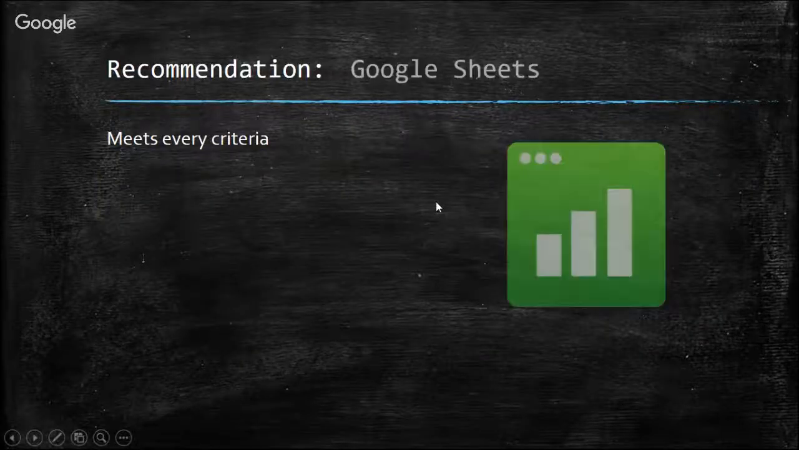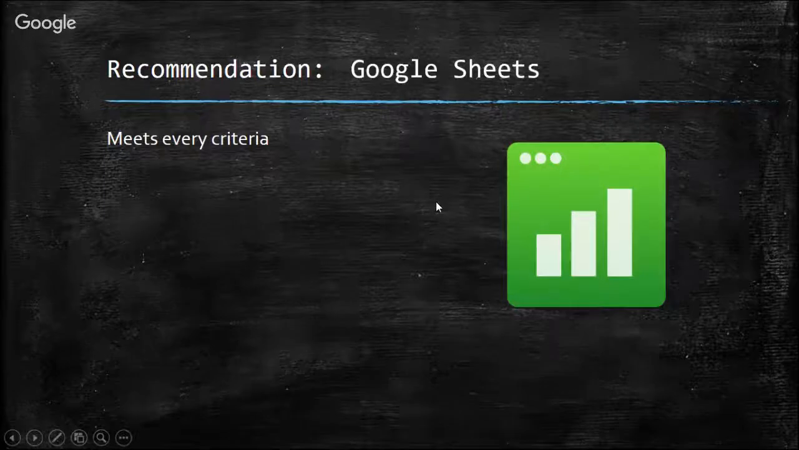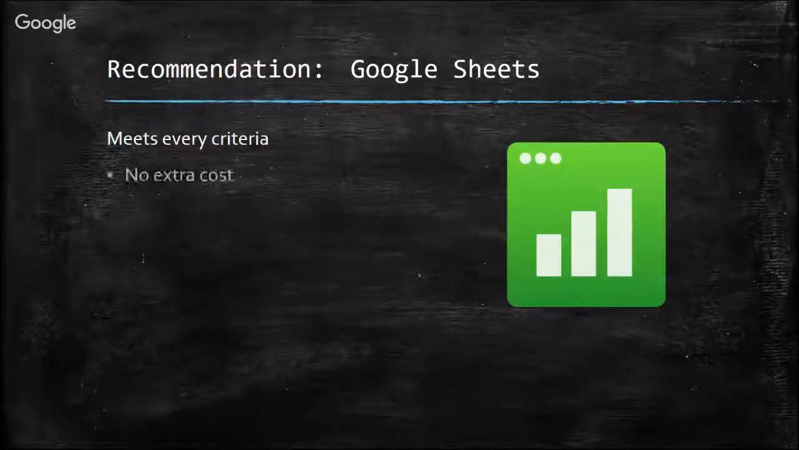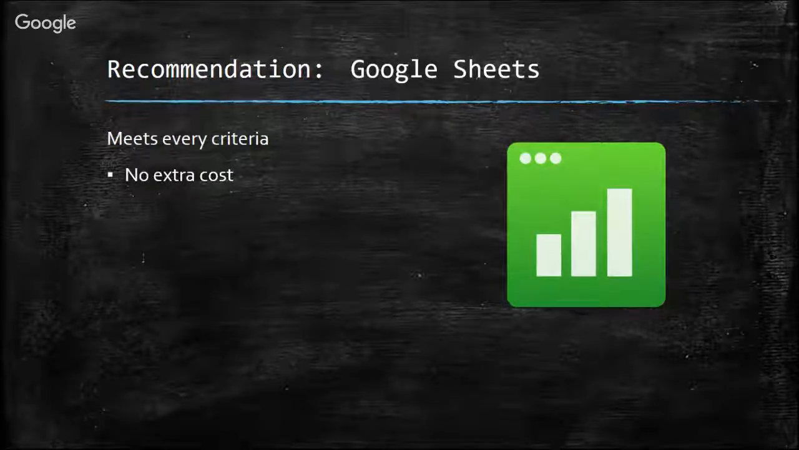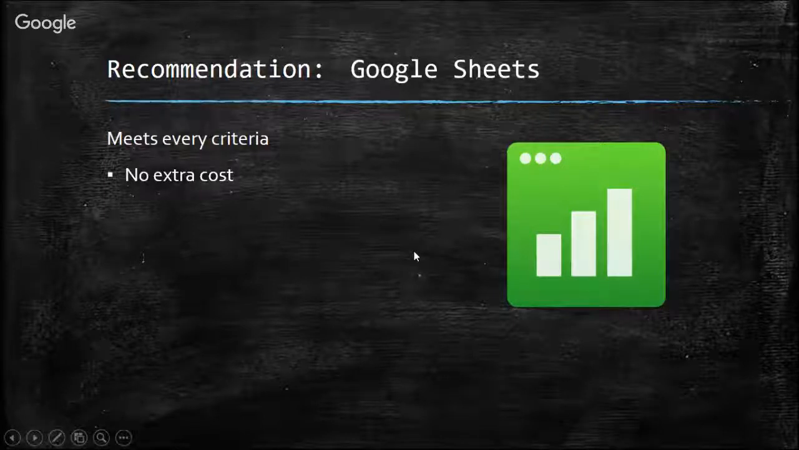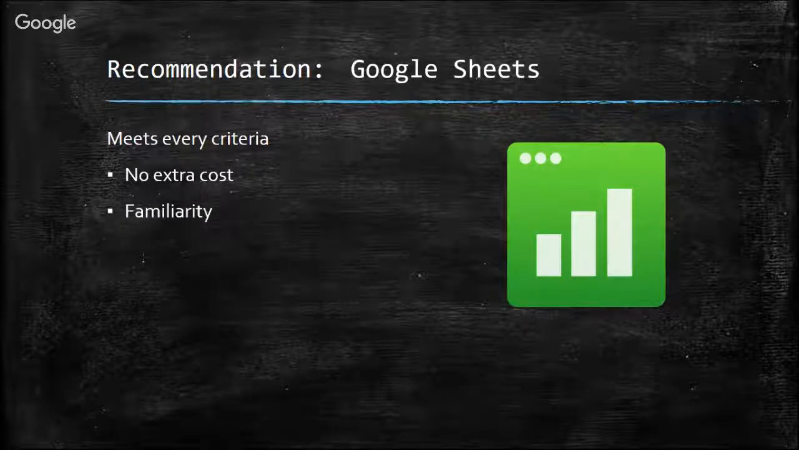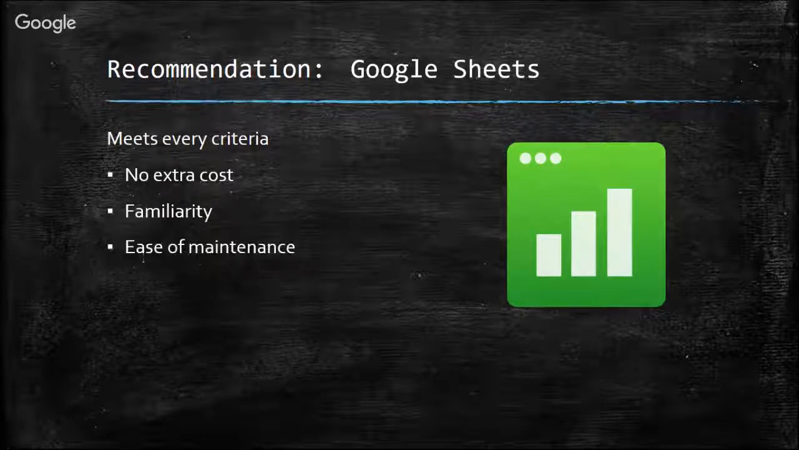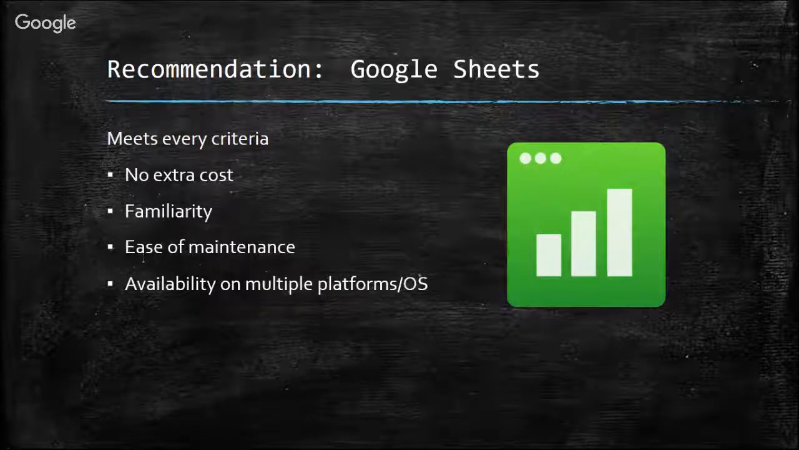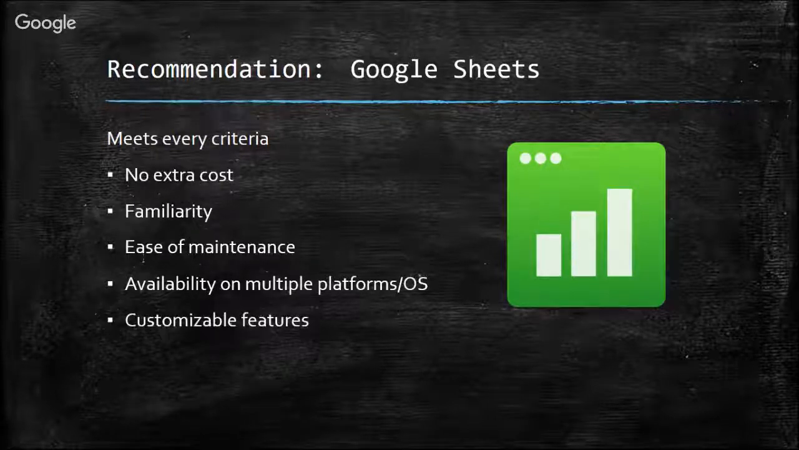So our recommendation: we recommend Google Sheets because it meets every criteria. There is no extra cost, more so than we are already paying for. It is familiar. It's easy to maintain. And we can use it in browser, so we can use it on all of our many varied operating systems. And it's customizable. We can customize it to our school's own needs. Thank you very much.